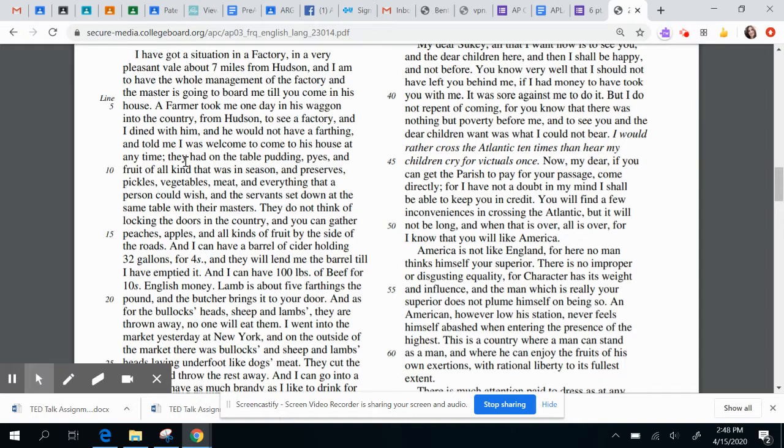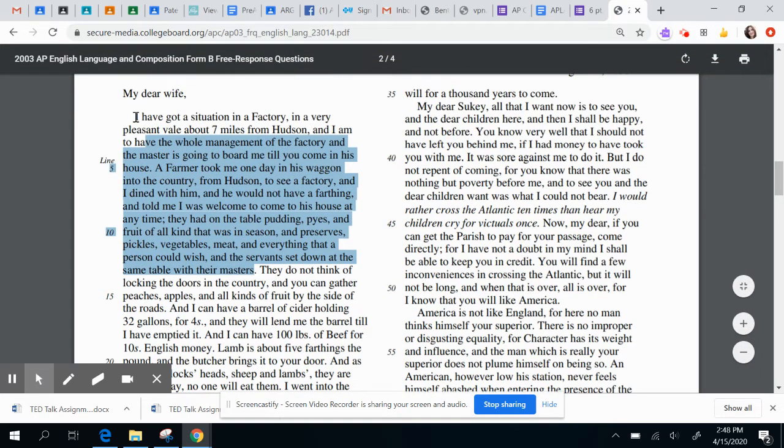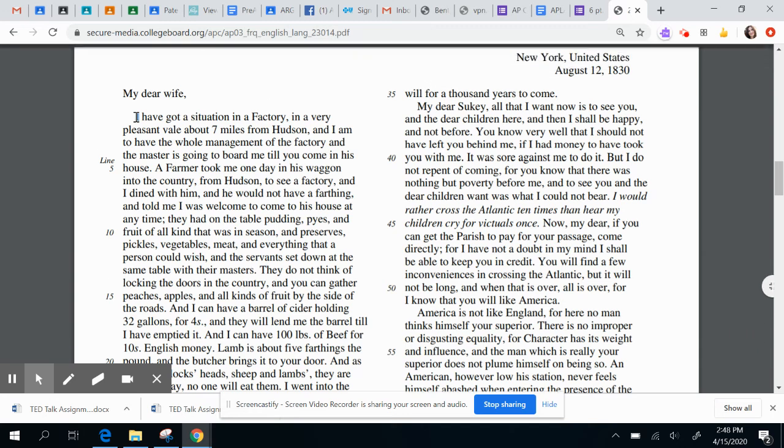I'm going to pause right here. We see this appeal to an abundance. We also see a broad, welcoming spirit from Americans to him. He uses phrasing like pleasant and whole management, and the fact that the farmer would not take anything in exchange. This long catalog of details contributes to this abundant feel.